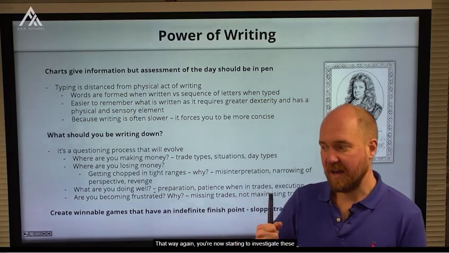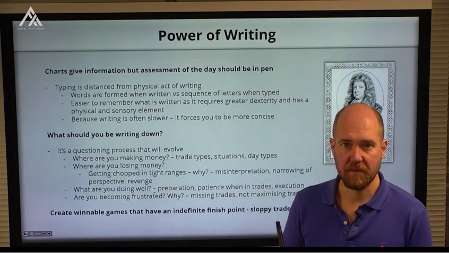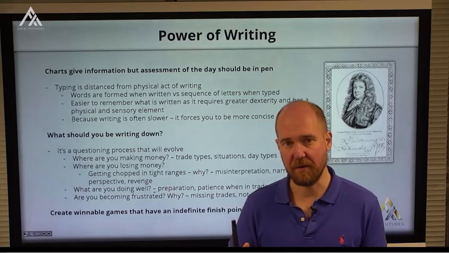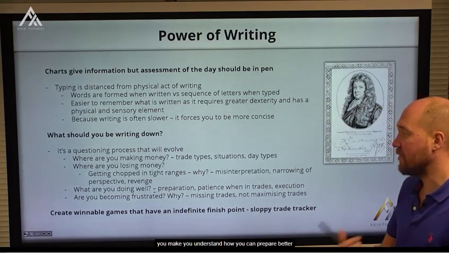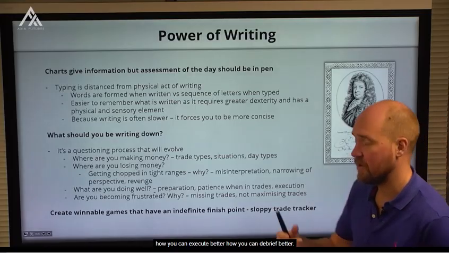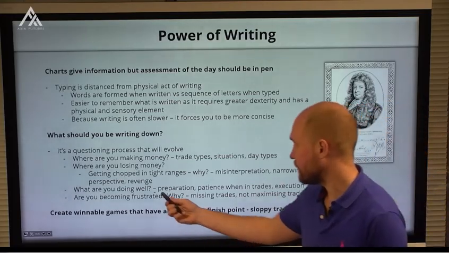That way, again, you're now starting to investigate these things more by asking yourself why, what happened. That way, you start to understand the mistakes that you make, you understand how you can prepare better, how you can execute better, how you can debrief better.